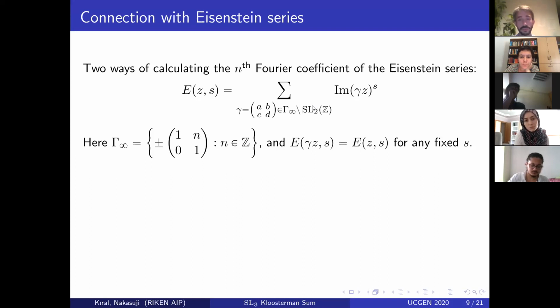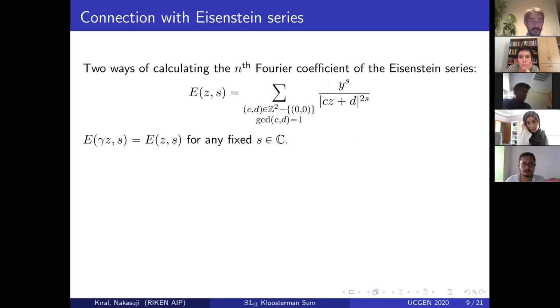So this is the summation over the left cosets of SL2Z. For any fixed S, this is straight up invariant. That doesn't even have a kappa. It's not holomorphic, but as I said in the previous slide, it's not holomorphic as a function of Z. So this is an explicit version of this, with C and D relatively prime, and this is the imaginary part of gamma Z to the S. This is what you get.